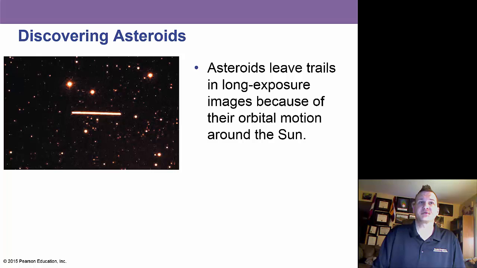How do we discover asteroids? Well, asteroids leave trails in long exposure images because of their orbital motion around the Sun, and because most of them do orbit between Mars and Jupiter, they tend to move pretty fast in, say, a 5-minute exposure.